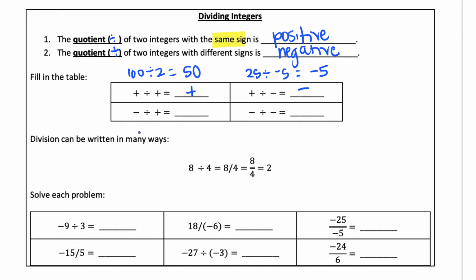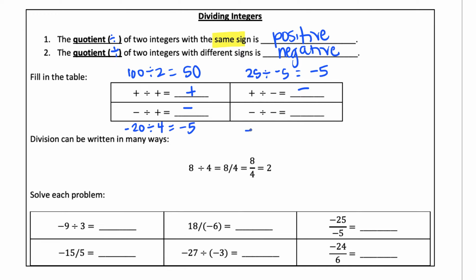Negative divided by a positive, same idea. I could have negative 20 divided by 4. So that's a negative divided by a positive. The signs are different, so our answer will be negative. And I just have to take 20 divided by 4, which I know is 5, so I end up with negative 5.